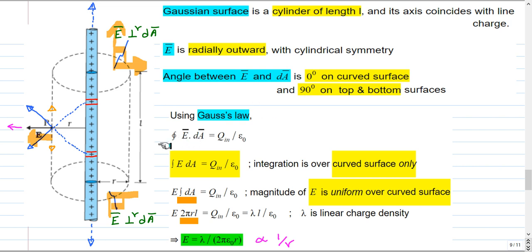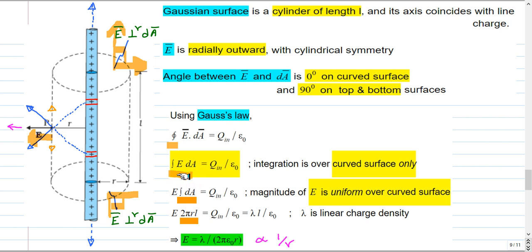So using Gauss's law, integral E dot dA is q in by epsilon naught. This integration is over the entire closed surface. This closed surface we can split into two parts: the curved surface, and the bottom and top surfaces. The top and bottom surfaces will not contribute to this electric flux because E dot dA is 0 on the top and bottom surfaces. So the only contribution will come from the curved surface. So integral E dA, and on the curved surface E dot dA is the same as E into dA, as the angle between E and dA is 0. This is equal to q by epsilon naught.